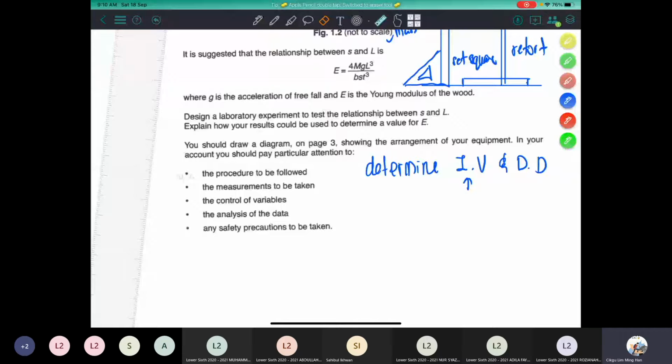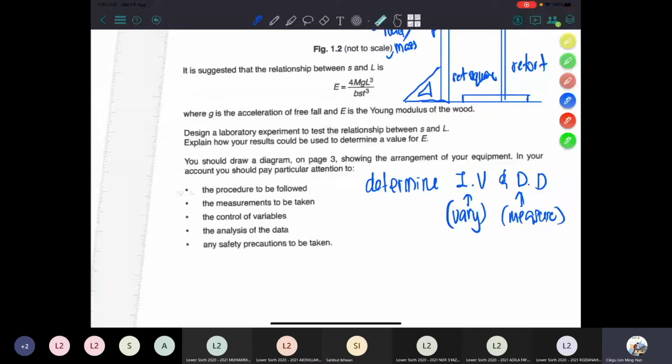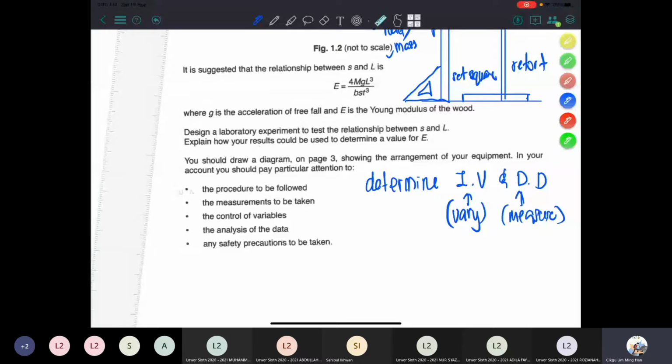Something that you vary, and the dependent is something that you measure. Okay, so there are a few of you unable to solve this one, and one or maybe two of you wrote it the other way around. So how do I know whether this is the dependent variable or the independent variable? Here is this statement here.